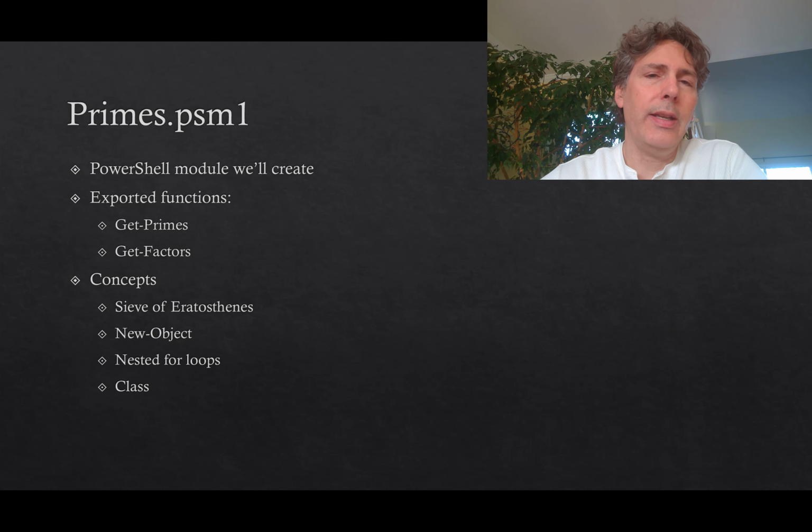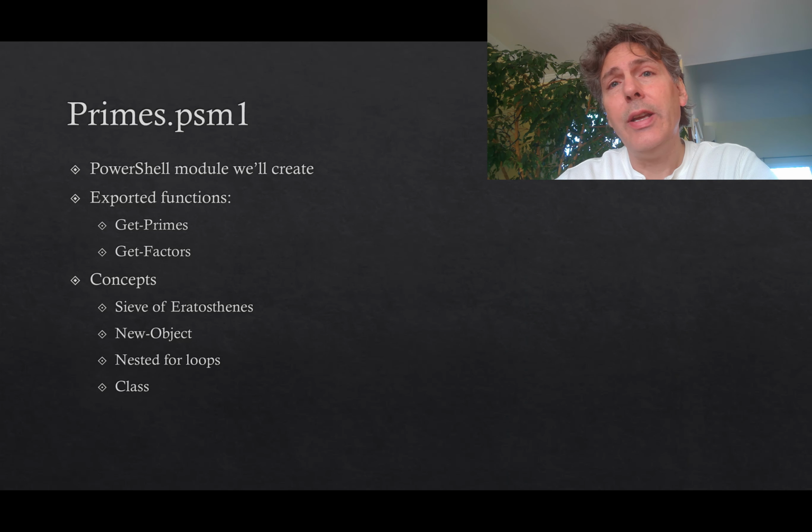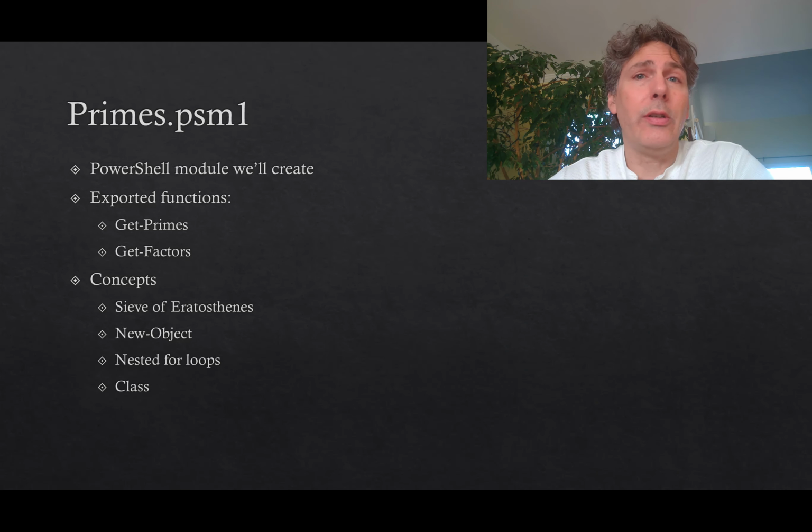One of the things is that the getPrimes function is going to implement an algorithm called the Sieve of Eratosthenes. So we're going to learn a little bit about just that algorithm, which is a fairly simple one, but it's a nice example of how to implement an algorithm in PowerShell. Along the way, in order to implement that, we're going to use a couple of nested for loops. So this is a for loop within a for loop, and so we'll walk through that. We're also going to learn more about objects. We're going to create an object as part of that algorithm, and later we're going to create an object of our own type that is implemented as a PowerShell class. So there's a whole lot to cover here. We might as well get started.